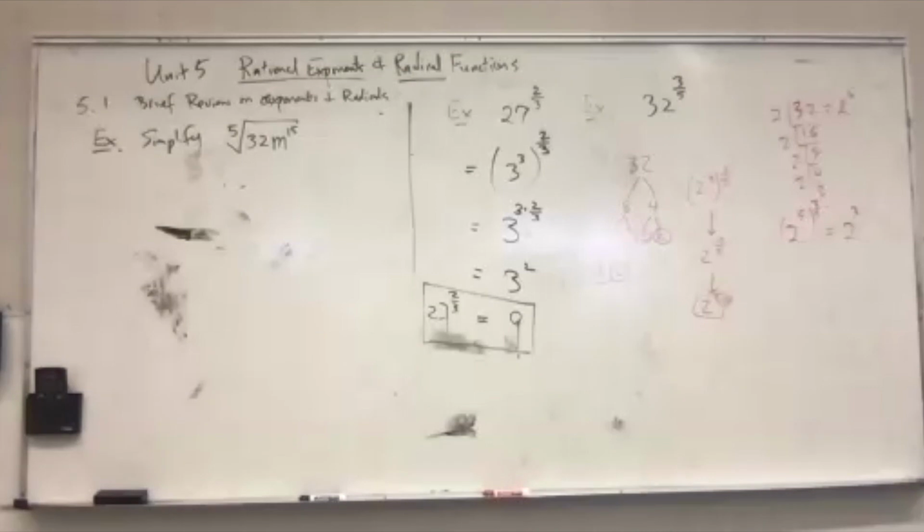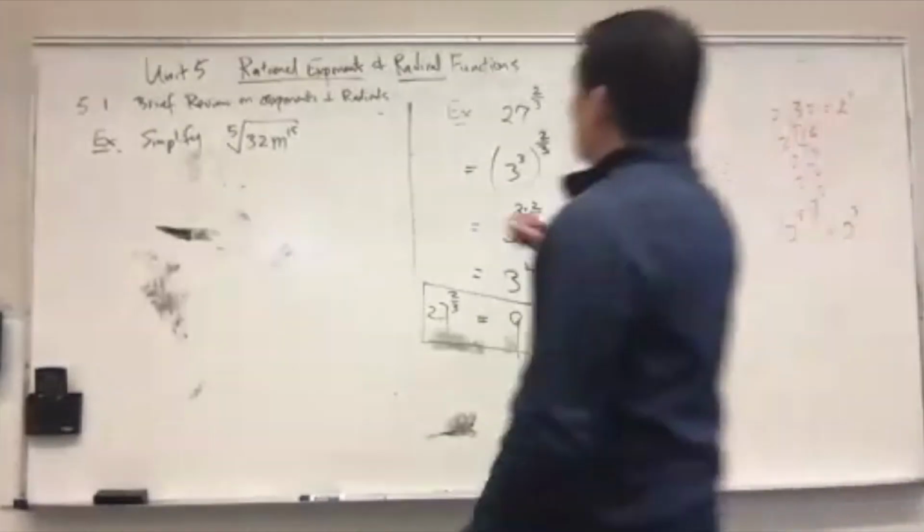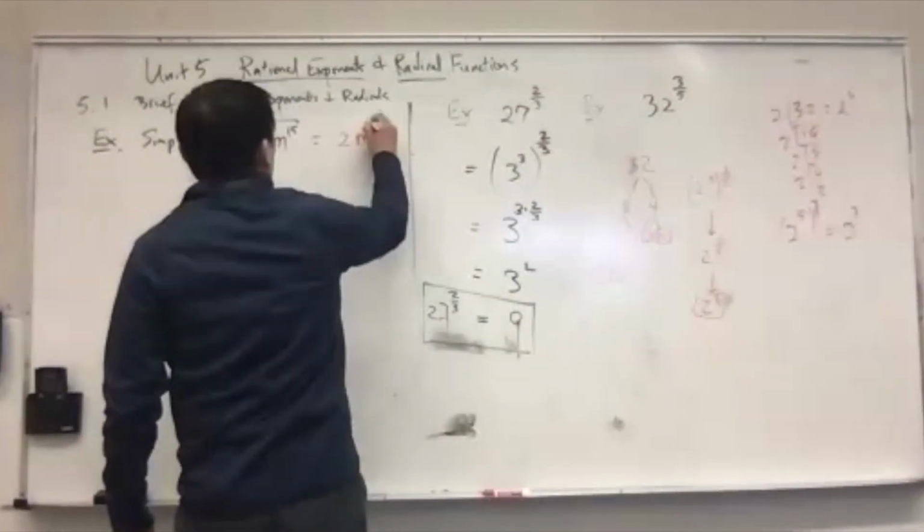32 what? 32m to the power of 15. Oh, you mean the final answer? Yeah, the answer is 2m to the third power. I had 2m to the third power. My answer, I'll give you the answer. The answer is 2m to the third power.